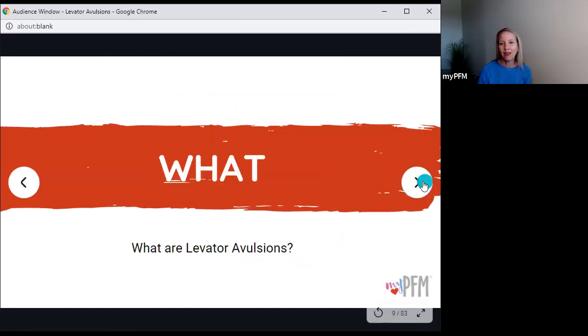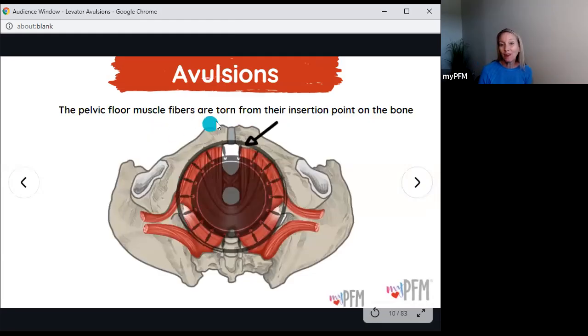Okay, so what are levator avulsions? The pelvic floor muscles are torn from their insertion point on the bone. So imagine that little spring there was torn off because, well, we're going to talk about why it happens. But basically, that is the basic principle behind levator avulsions. The pelvic floor muscles are torn from their insertion point on the bone.